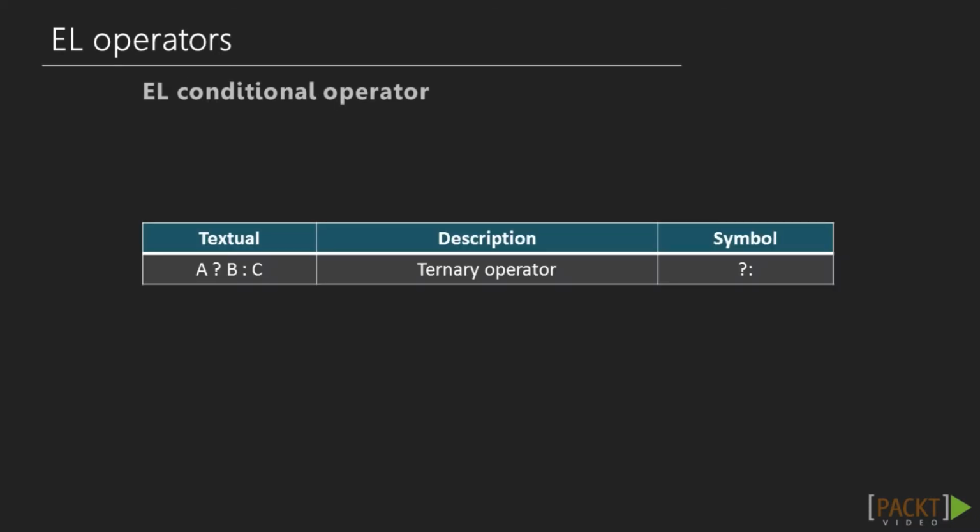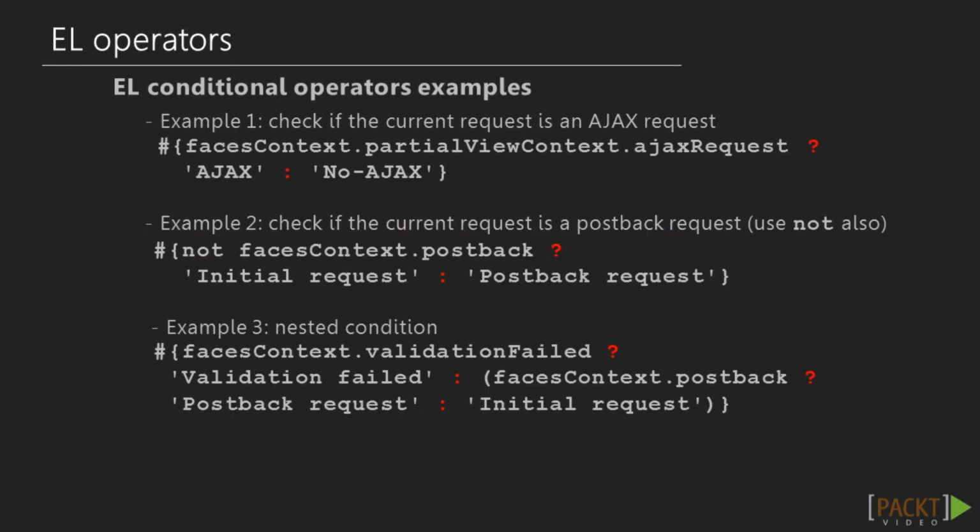The conditional operator, also known as the ternary operator, evaluates B or C depending on the result of the evaluation of A. Let's check out a few examples based on the JSF API. In the first condition, we try to determine if the current request is an AJAX request, while in the second condition, we try to find out if the current request is a postback. Further, in the third example, you can see a nested condition that verifies if the current request is a postback only if the validation didn't fail.